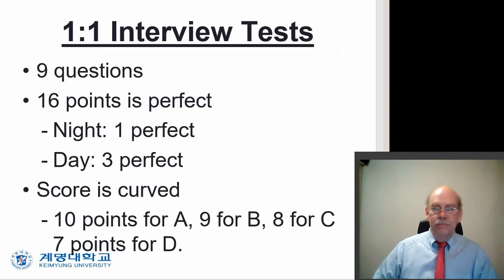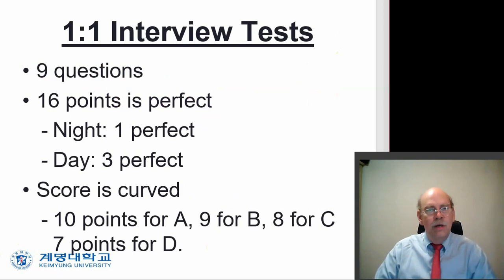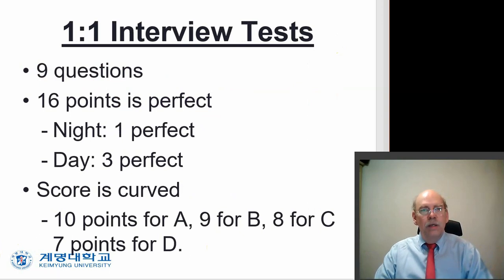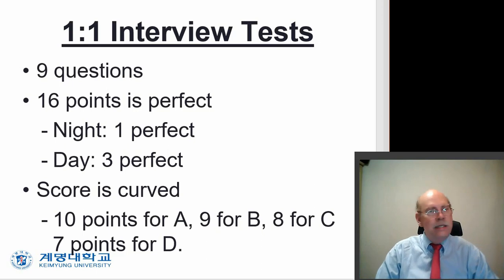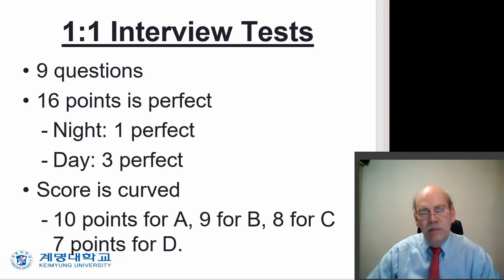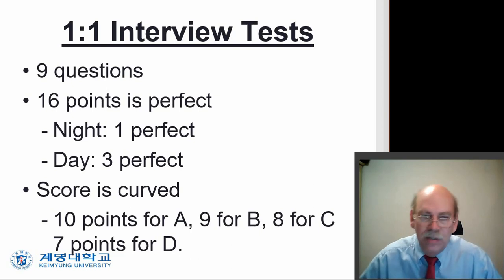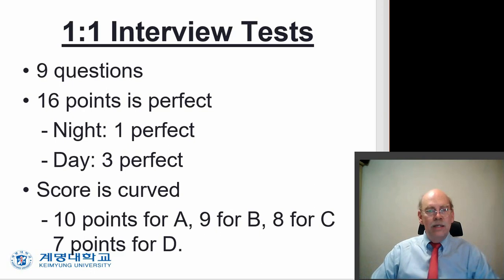Interview test. There were 9 questions on your interview. 16 points is a perfect score. The night class had 1 perfect score. The day class had 3 perfect scores. Together, I have 3 students who didn't test yet, so maybe they'll be perfect. Scoring is curved on the interview. If you got an A on the interview, you get 10 points. If you got a B, you get 9 points. If you got a C, you get 8 points. If you got a D, you get 7 points.